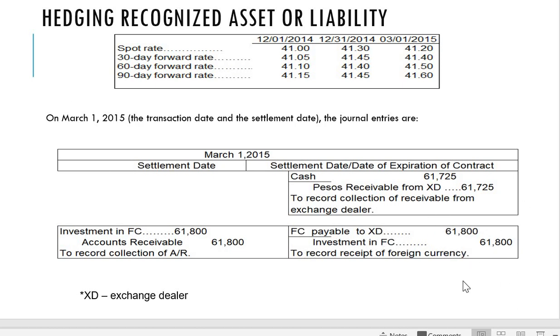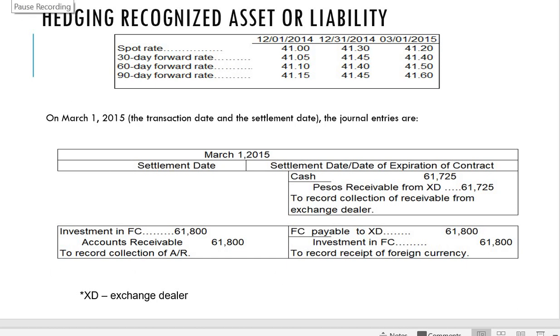Take note, this is actually based on the spot rate. That's actually 1.5 times 1.2. In our hedged items, we'll debit investment in foreign currency at 61,800 and credit accounts receivable for 61,800. Okay.